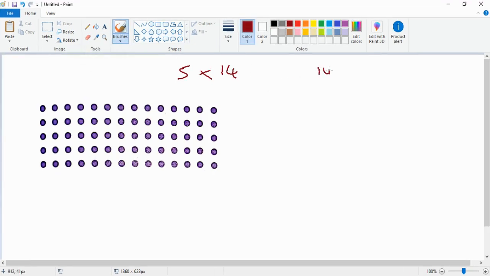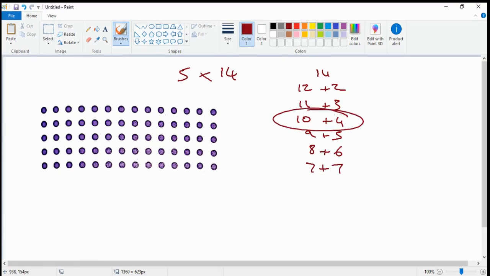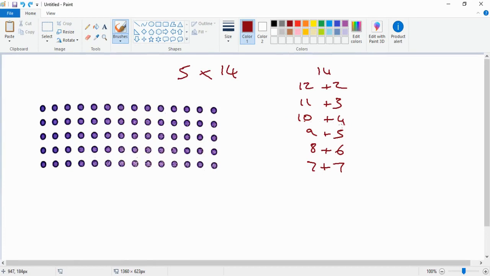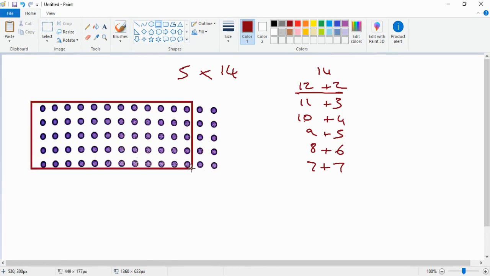So again, for 14, we want to think of the numbers that add up to 14. 12 plus 2, 11 plus 3, 10 plus 4, 9 plus 5, 8 plus 6, and 7 plus 7. Again, don't just always go to the 10 because you know that. Maybe you don't know the 4. Do you know your 12 and 2? Well, let's go with that. So over here, we're going to separate it to show the visual.